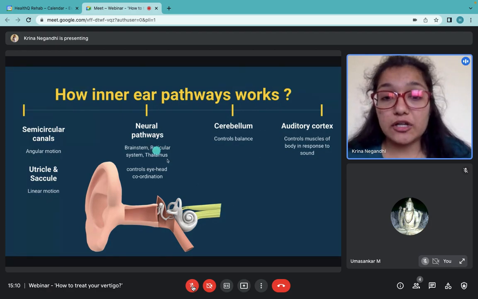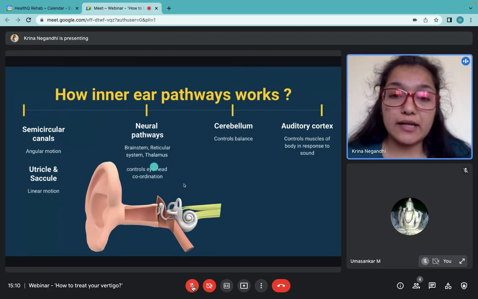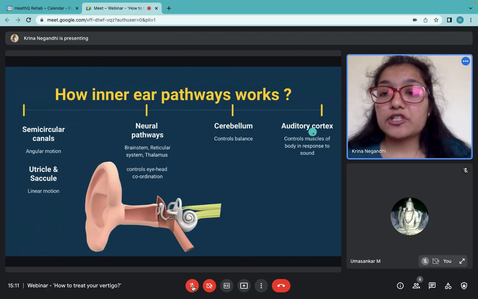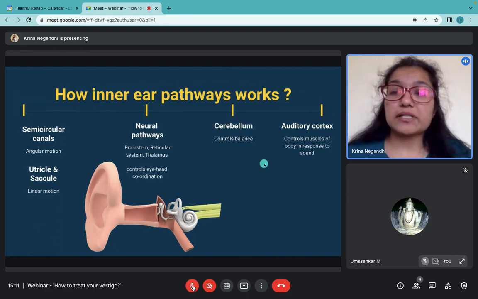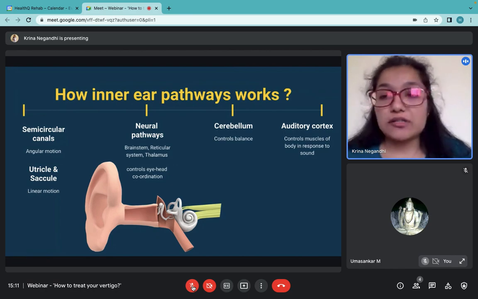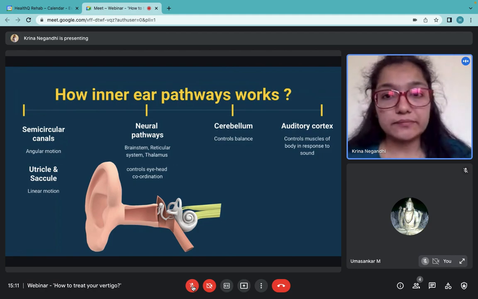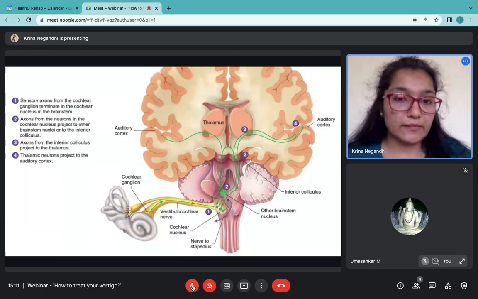This nerve and the neural pathways get into the brainstem, reticular system, and thalamus, which control and coordinate eye and hand motion. This eye and hand motion controls the balance and different muscles of the body, which is responsible to maintain our balance on different surfaces.